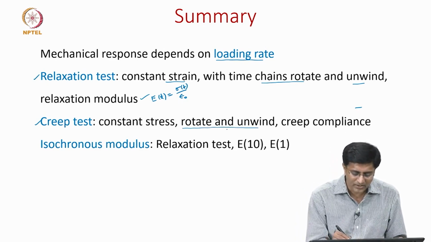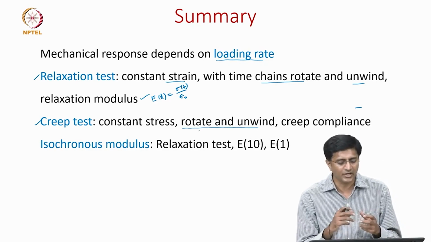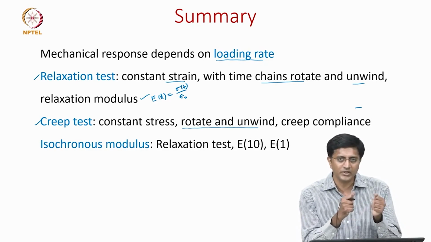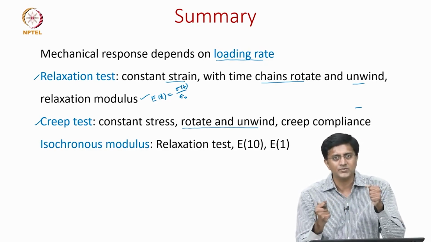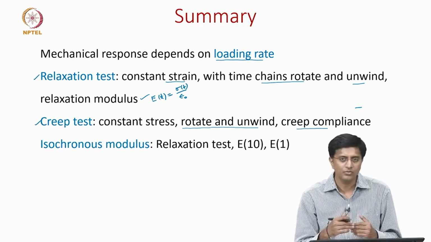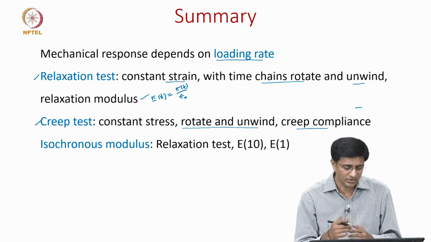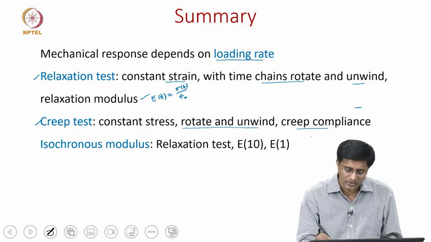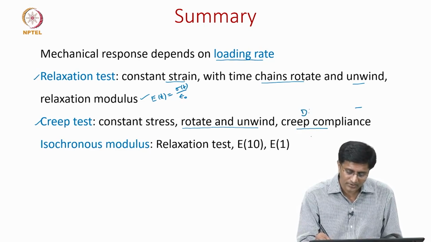Molecular mechanism wise, again these molecules rotate and unwind, which is the reason why once we apply a stress, the strain keeps on increasing. We describe the response in a creep test using creep compliance, this function D as a function of t, which is the strain divided by stress. Stress is constant, sigma naught, and strain is a function of time.